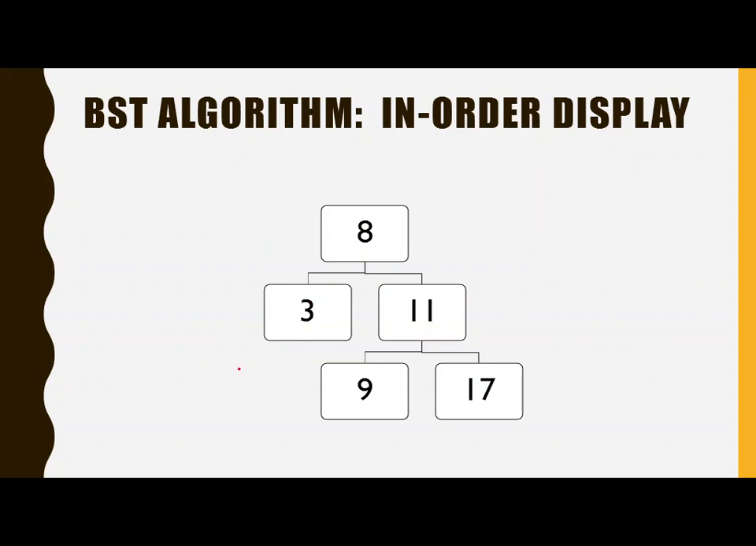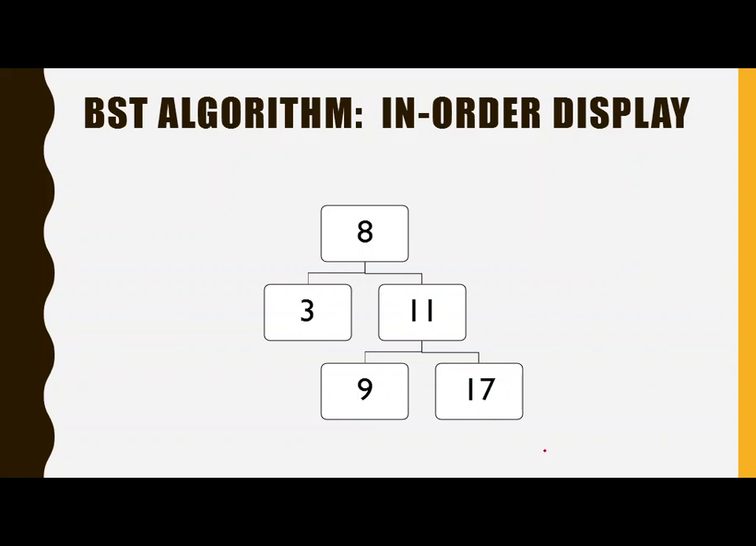Do my left, there's no left, then do me, so there's the 3, then do my right. There's nothing here, so I've done this, that returns, that's the 3, comes back here, do me, that's the 8, then do my right, comes down here, it says do my left, comes down here, says do my left, there's no left, do me, that's the 9, do my right, nothing there, returns here, do me, that's the 11, do my right, do my left, nothing here, do me, do my right.